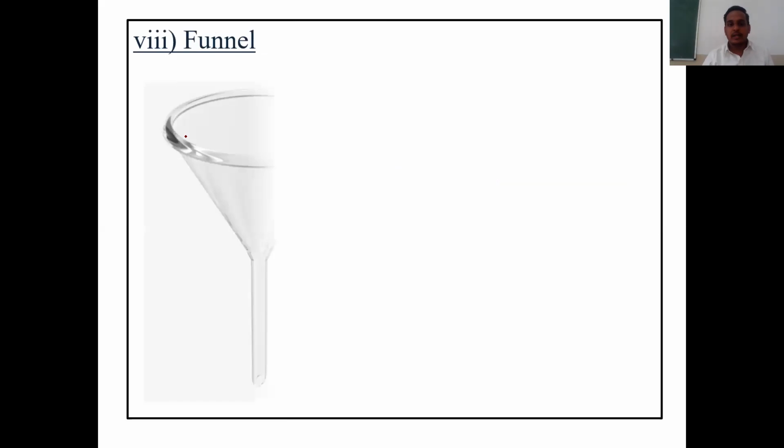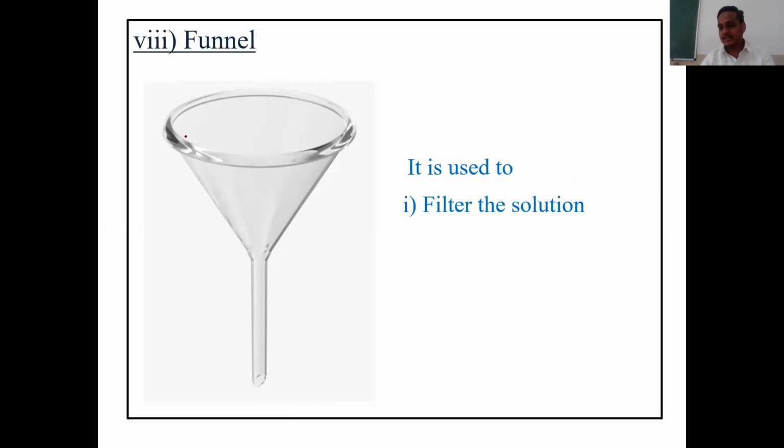Then comes the funnel, and the picture goes like this. This type of glass apparatus, we call it a funnel. It is used, first, to filter the solution. That is nothing but filtration. We can do the filtration using the funnel, and also transfer the liquid from one bottle to another. So the funnel is used in filtration as well as transferring liquid from one bottle to another.